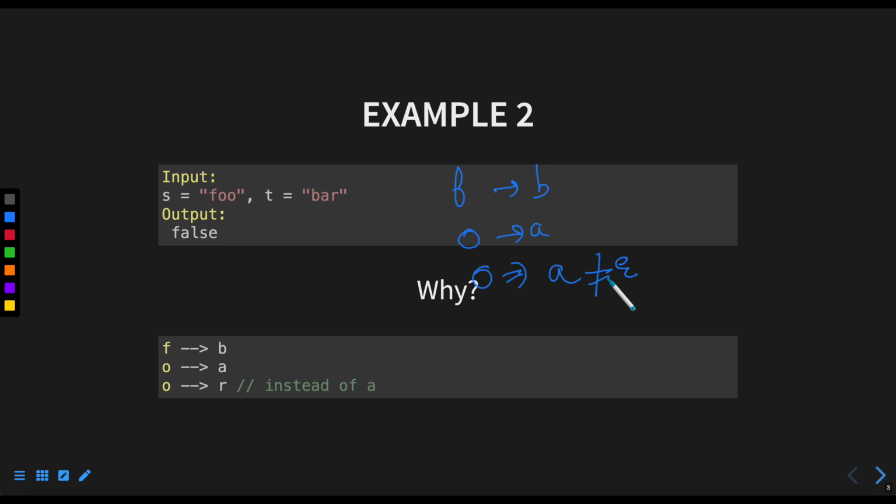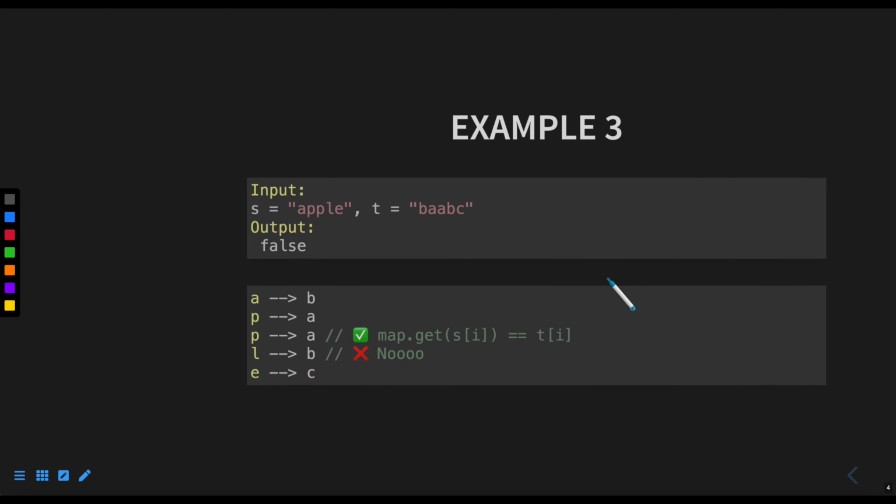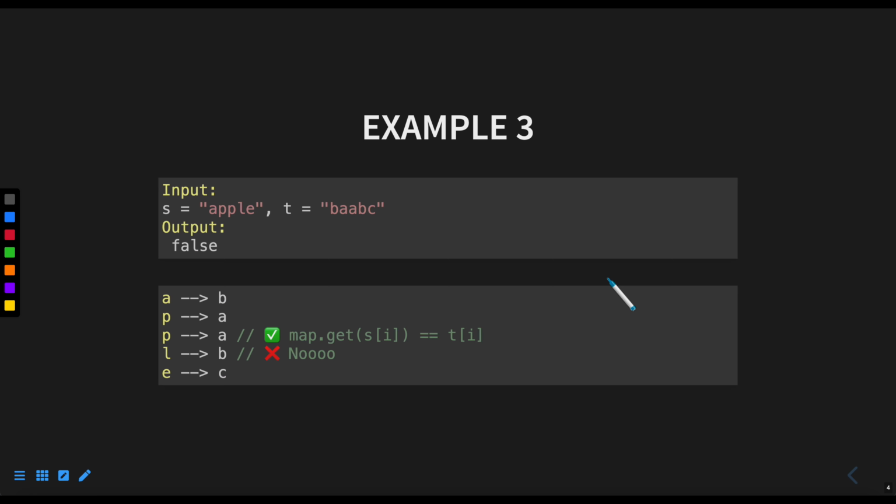Now let's think about, is one hash map enough for this solution? And let's see why we are thinking about it. In this case, let's take s as apple. Of course, it's not present in Leetcode, but I'm just sharing it as an example. And this is the tricky part of the solution, I think. And t is baabc. This is just a totally made up string.